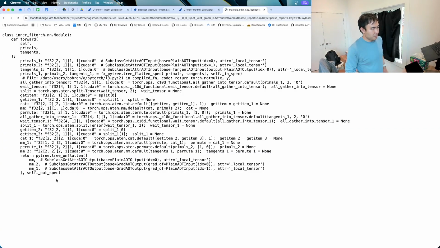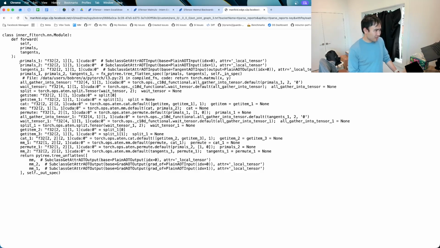So for those unfamiliar with joint graph, a joint graph calculates both the forward and the backwards in one go. It takes in primals, which is the inputs to your compiled region, as well as the tangents, which are the vectors coming back from backpropagation. In this case, it's coming back from the loss.backward call.